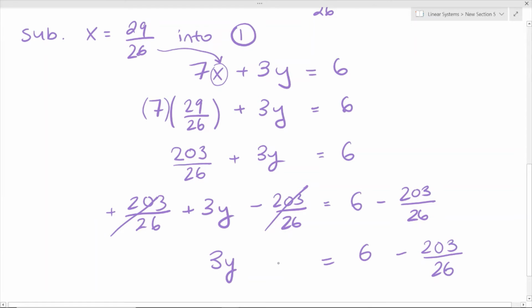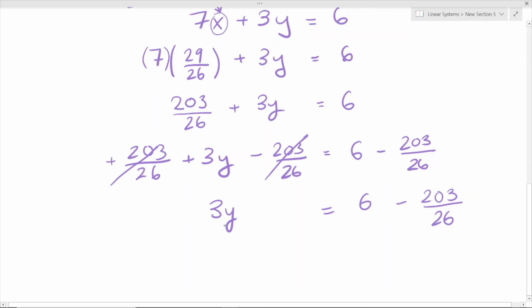And then what we can do now is divide both sides by 3, because we want to get rid of this 3 that's multiplied to the y. The opposite of multiplication is division. So I'm going to divide both sides by 3. Dividing by 3 is basically multiplying by a fraction of 1 over 3. That's why I wrote 1 over 3. That's the same as dividing by 3 because a fraction just means division.